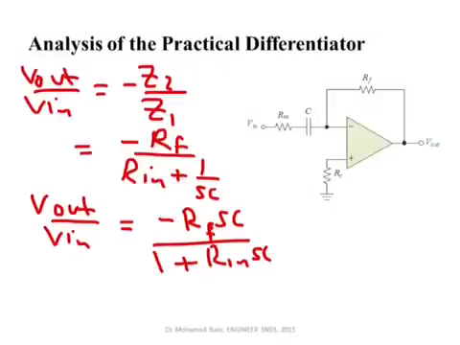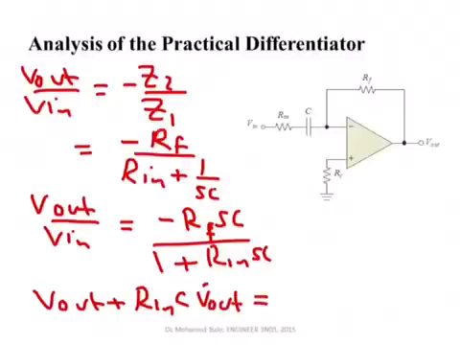So this equation can be written in this form: V out plus RNC V out dot is equal to minus RFC V in dot. Now, for this circuit to be a differentiator, V output must be equal to the derivative of V in. So this term here is an error term.